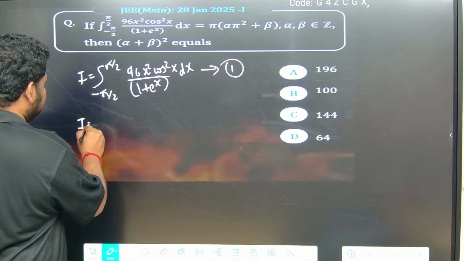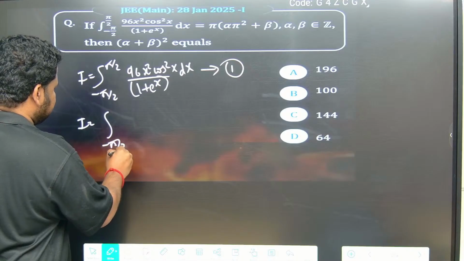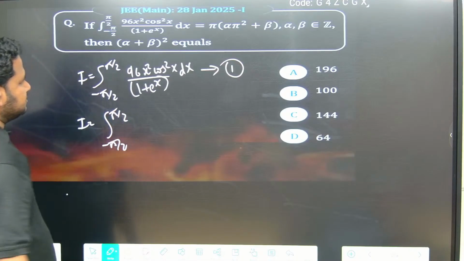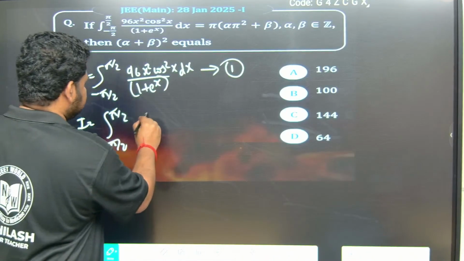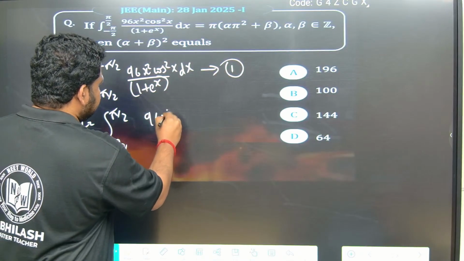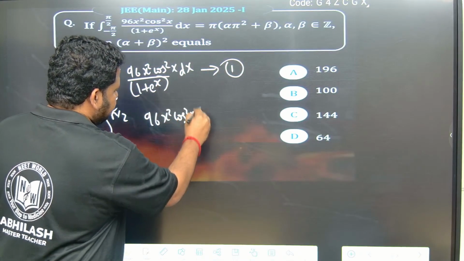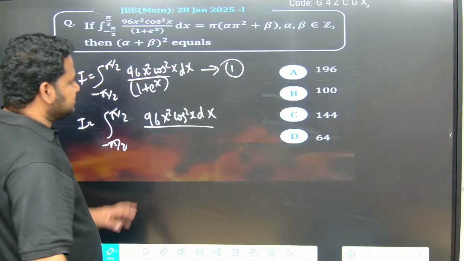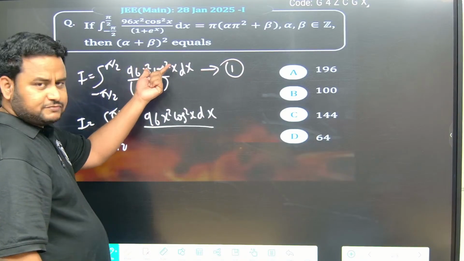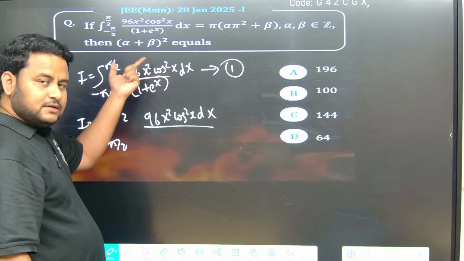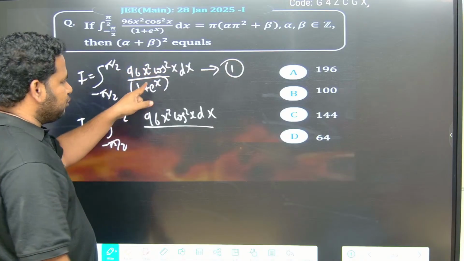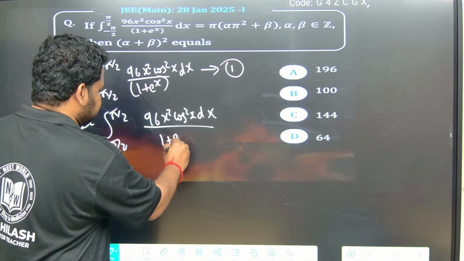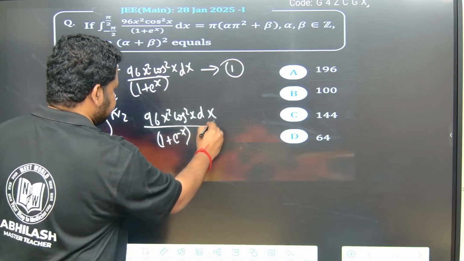This will become I is equal to integral from minus pi by 2 to plus pi by 2 of 96 x square into cos square x dx by, wherever x is there I should put minus. If I put minus here, it will become cos square x only. Here x square, if I put minus, it becomes plus x square, and cos square x, since it is square. e power minus x will become 1 plus e power minus x, e power minus x dx, that's it.